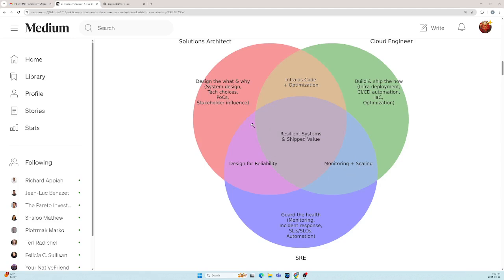This is the solution architect's responsibility as well as the SRE and cloud engineer's responsibility, and you can see this is very overlapping. But if you see the goal for the solution architect, cloud engineer, and SRE, it is to design resilient systems and shape the value for the organization. Whatever your role, for everybody, the goal is a resilient system and shaping the value. This is the main purpose.